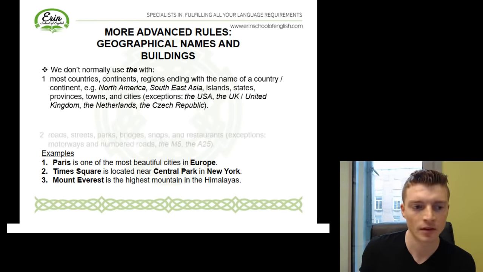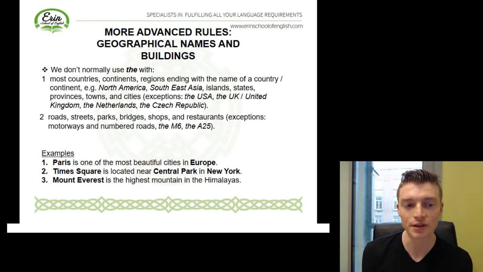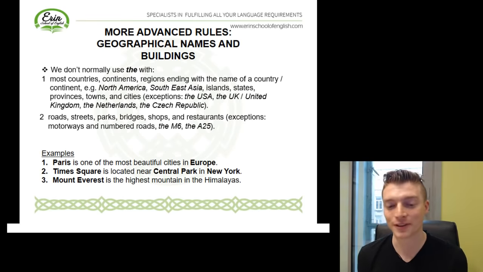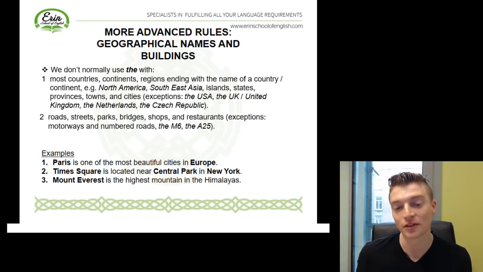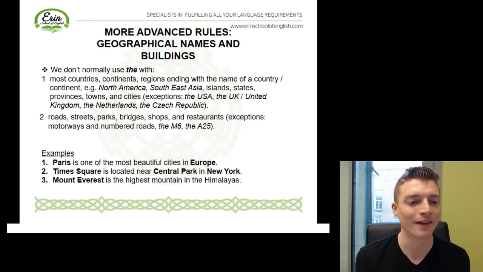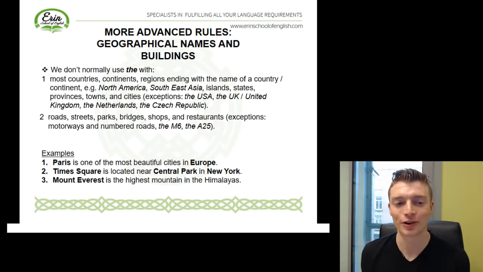We also don't use articles with roads, streets, parks, bridges, shops, and restaurants. So in Dublin, we have St. Stephen's Green. It's a famous park here in the middle of the city, so we don't say the St. Stephen's Green. In New York, you have Central Park, not the Central Park. O'Connell Bridge, not the O'Connell Bridge.